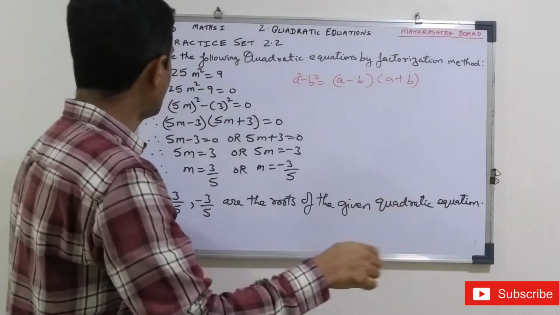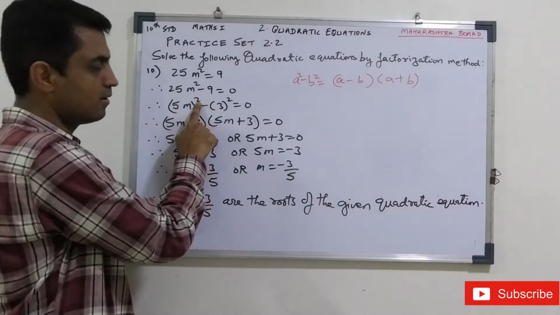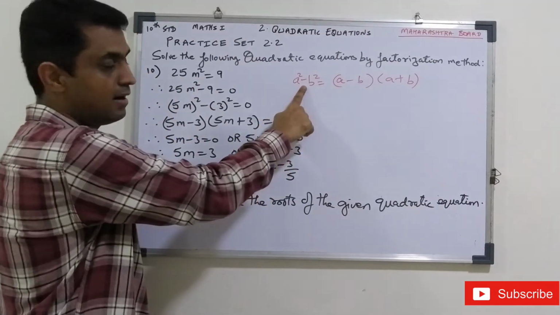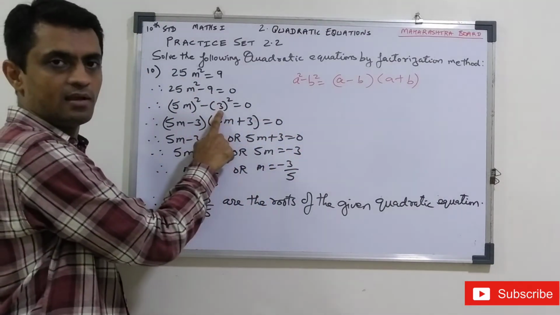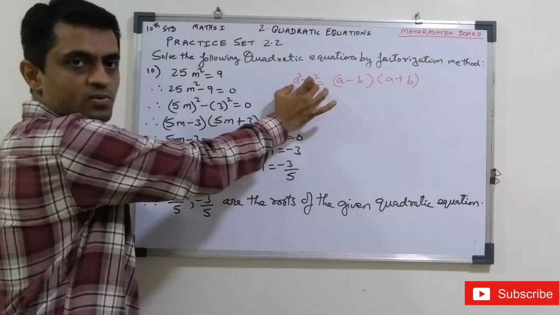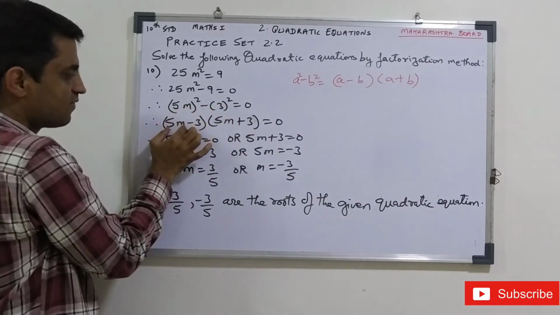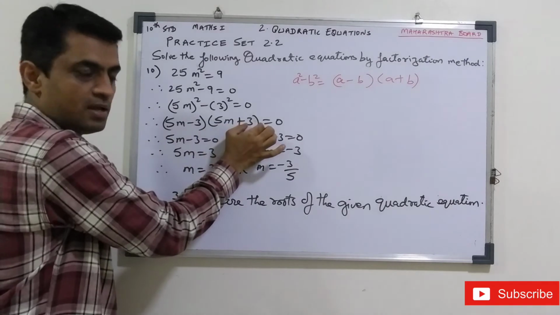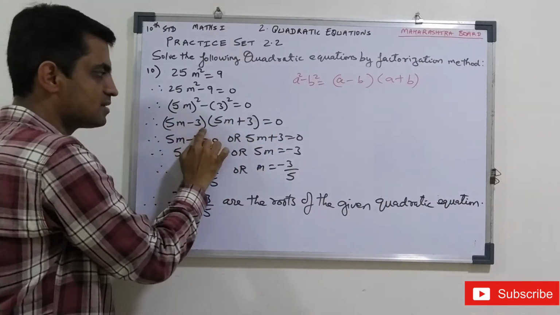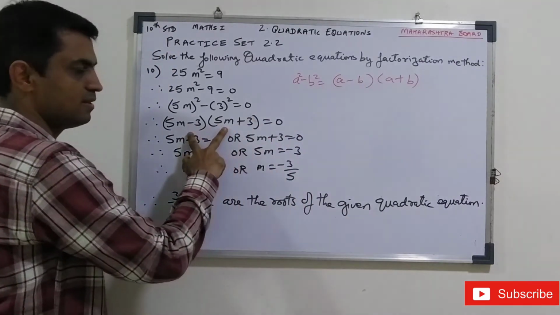Compulsory. So now 25m square is written as (5m) whole square. Gives you same answer, but way of writing is different. In this form we are writing. 9 is the square of 3, so 3 square. So this fits in which formula? A square minus b square. So we are writing this. This is a. This is b. So a minus b, a plus b means (5m minus 3)(5m plus 3) is equal to 0. This application we have done, this formula.